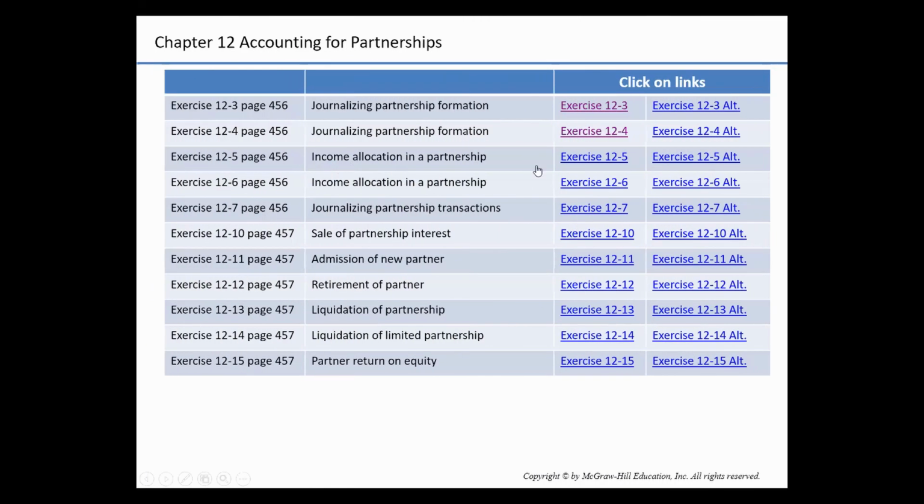The income allocation in a partnership. Raymer and Knox began a partnership by investing $60,000 and $90,000 respectively. Now, during the first year, the partnership earned $160,000. And so what we will do is prepare the calculations showing how the $160,000 income is allocated under each separate plan for sharing income and loss.